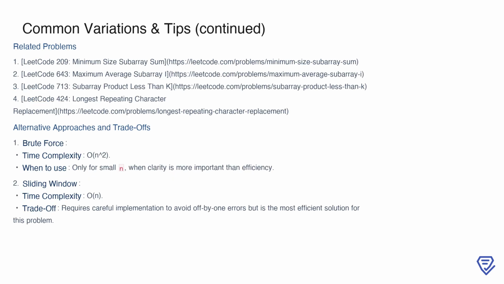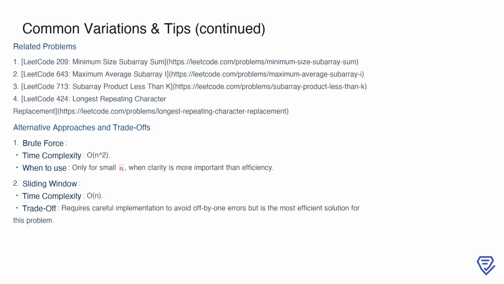This problem also connects to several related problems on LeetCode, which can help deepen your understanding of similar techniques. For instance, LeetCode 209, minimum size subarray sum, also uses a sliding window approach to find the smallest subarray meeting a certain condition. Similarly, LeetCode 643, maximum average subarray I, involves calculating subarray sums but focuses on finding the subarray with the maximum average. Another related problem is LeetCode 713, subarray product less than k, which explores subarray products instead of sums. Lastly, LeetCode 424, longest repeating character replacement, expands on sliding windows in the context of string manipulation.